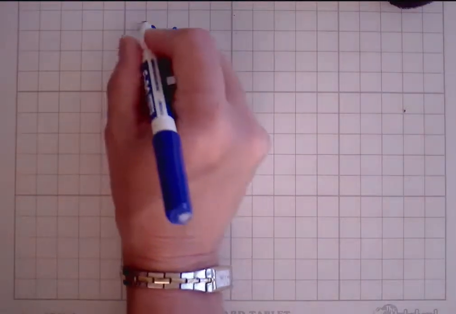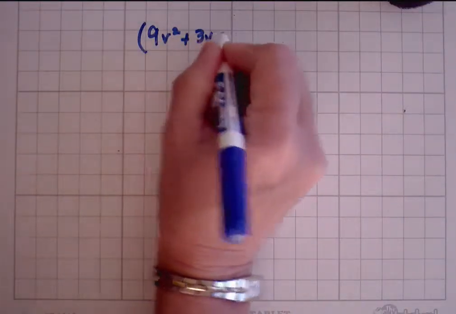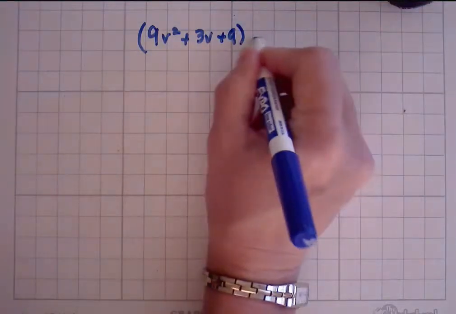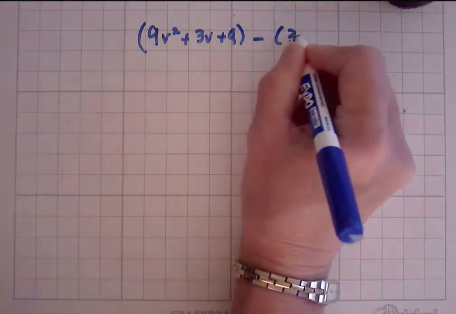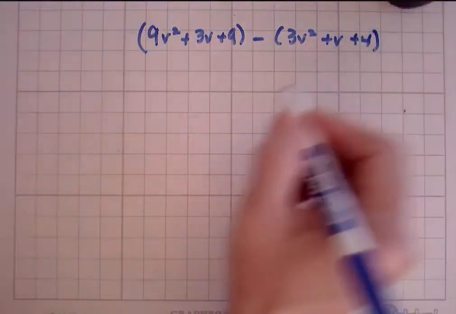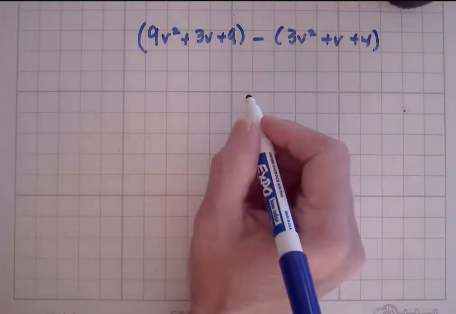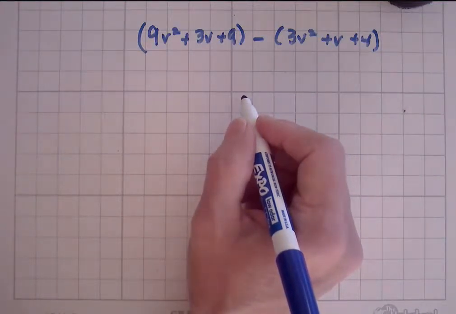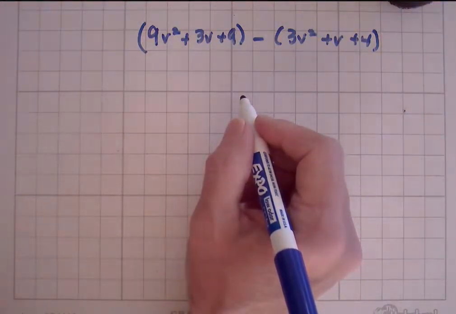9v squared plus 3v plus 9 minus 3v squared plus v plus 4. If you want, pause the video now so you can work out this problem, and then restart it once you have it worked out to see if you've done it correctly.